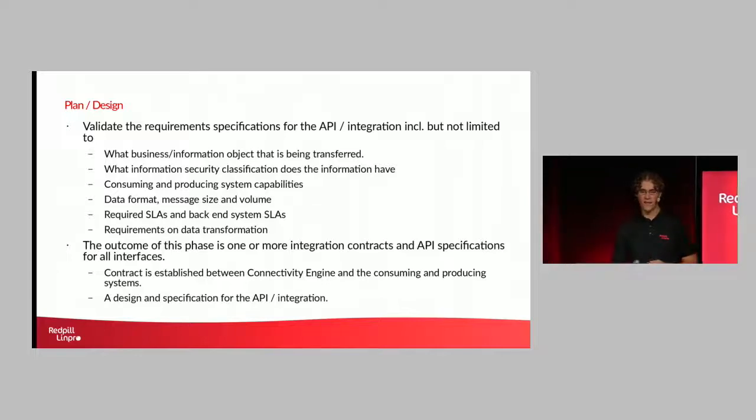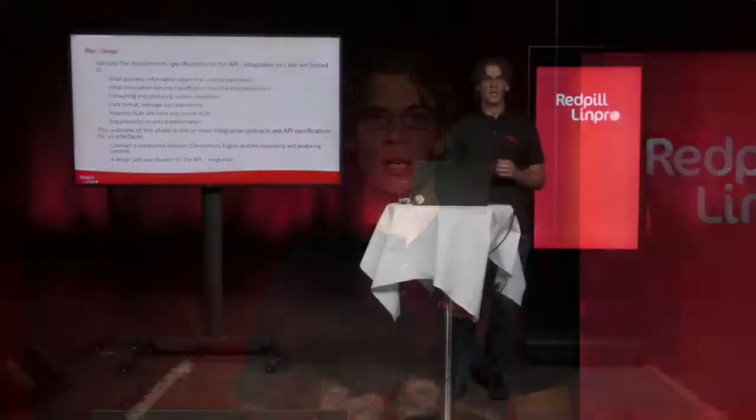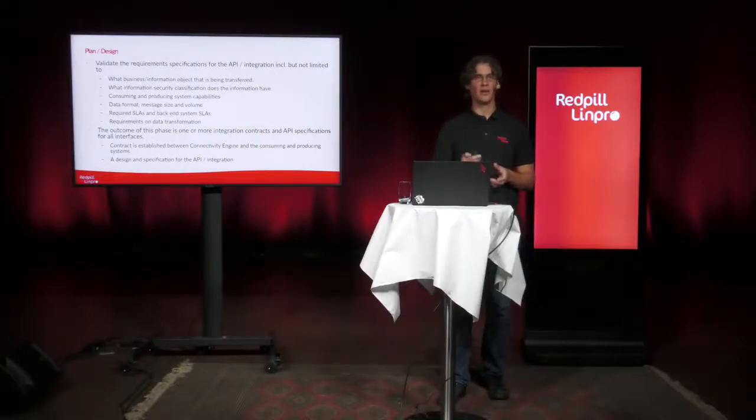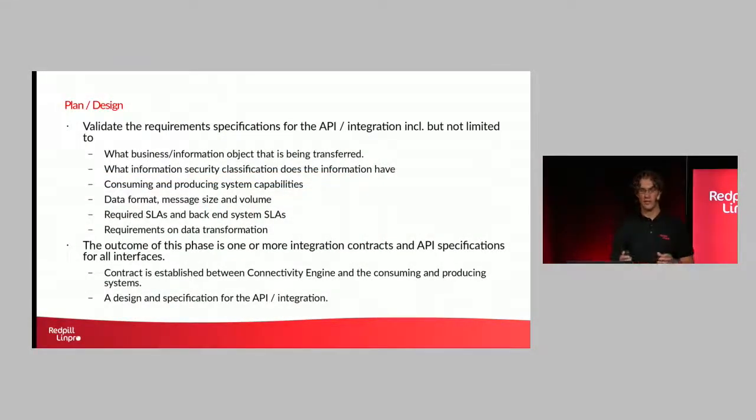The outcome of this phase is that we get one or more integration contracts with the systems that we interact with. These contracts define the SLA that we require from those systems to be able to meet the requirements that our customer gives us. The second thing that comes out of this phase is that we also have a high-level design of the integration. How should we do this integration? And we also have a specification of the different APIs that we interact with in this integration.